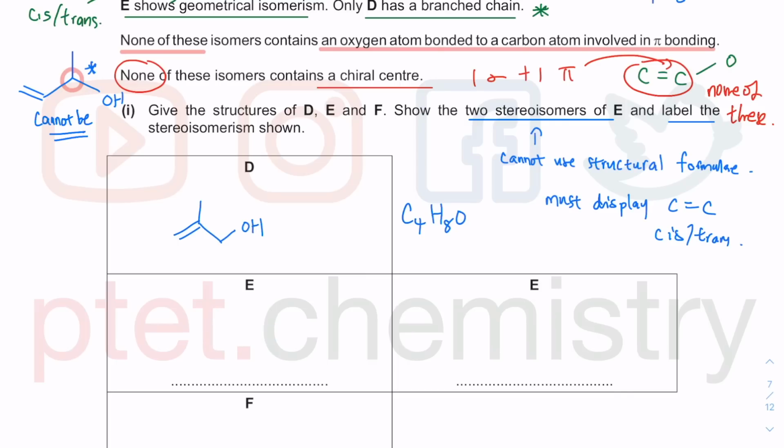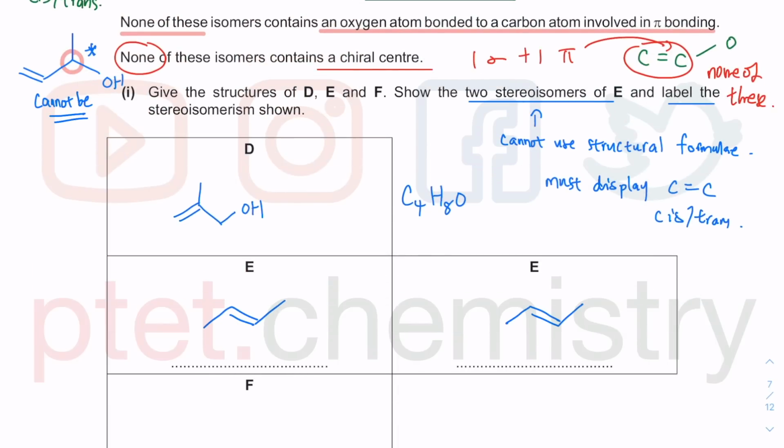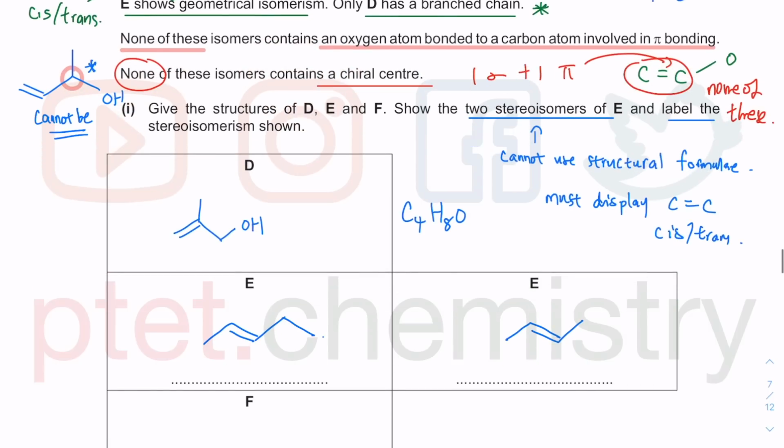So we must be looking at cis and trans like this, perhaps 1, 2, 3, 4, and then we are missing an OH, and the OH cannot be directly bonded to the carbon with a double bond, so it has to be bonded to the next carbon. I have drawn them to be the exact same thing because they are on the opposite side. So this is called the trans isomer.